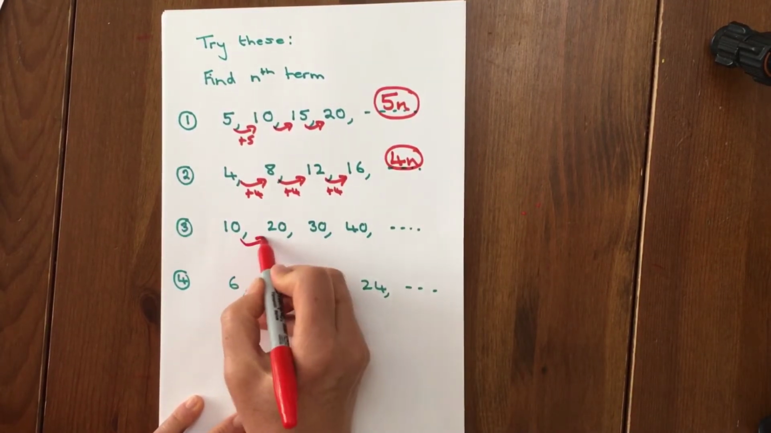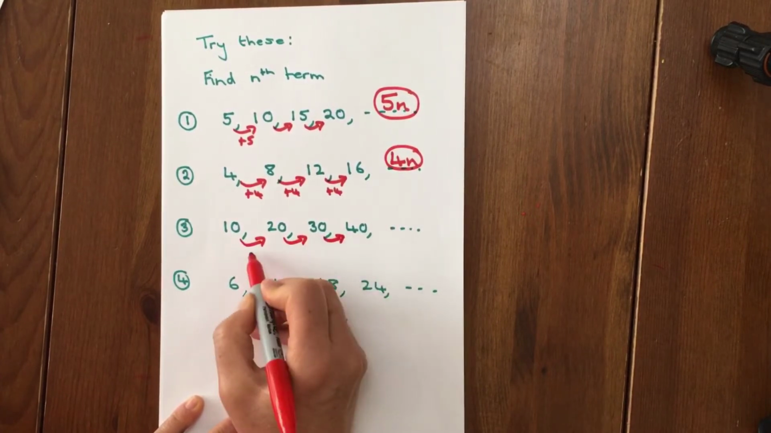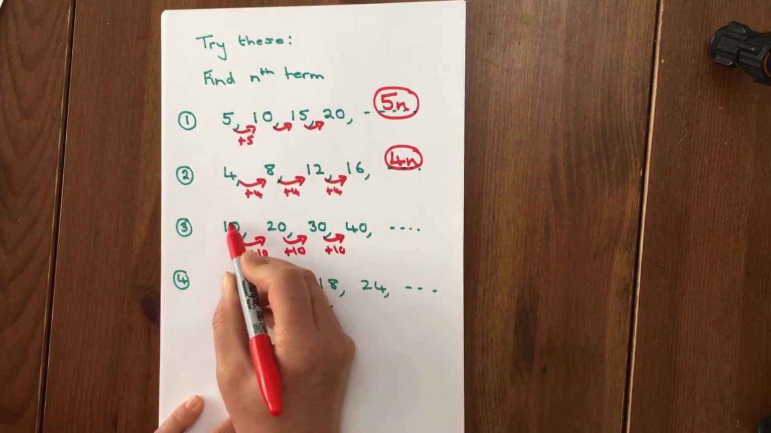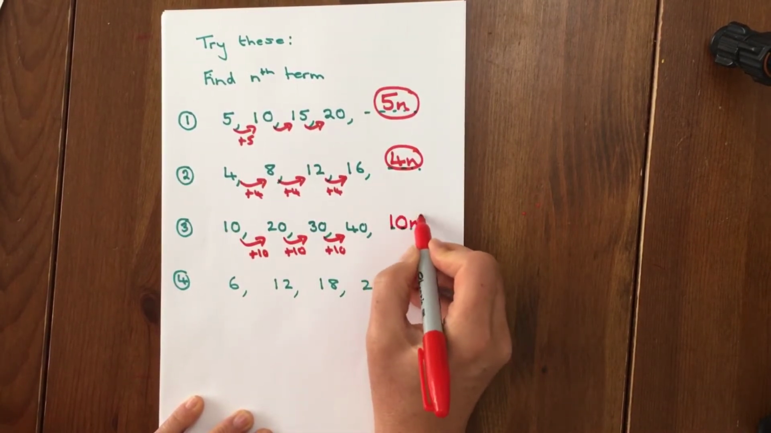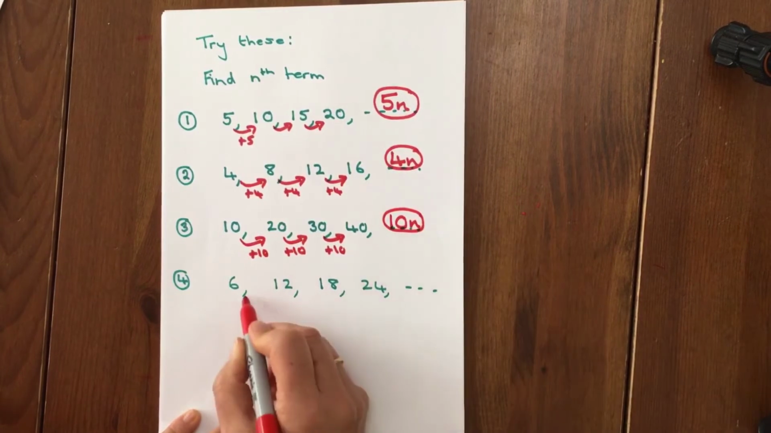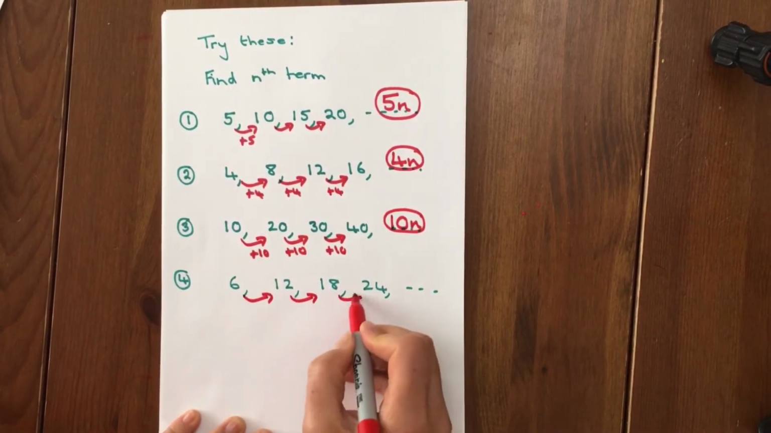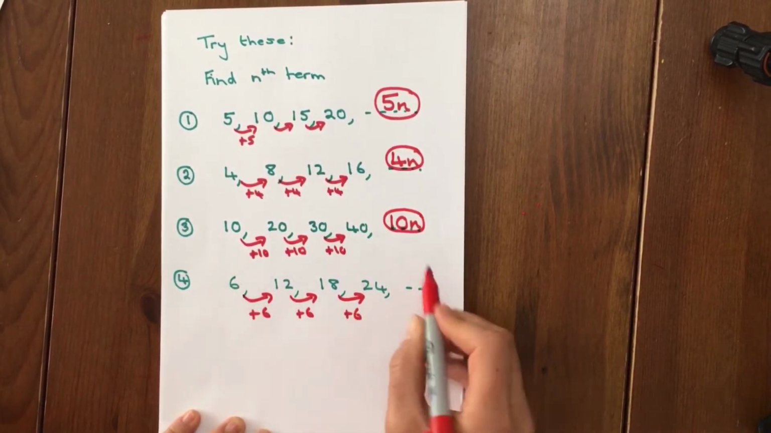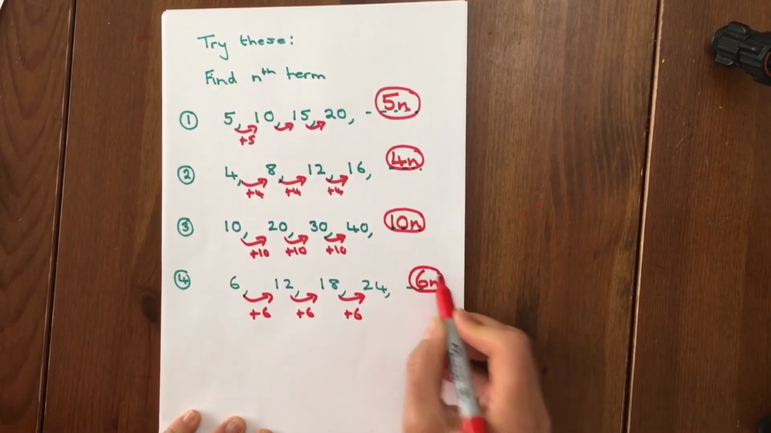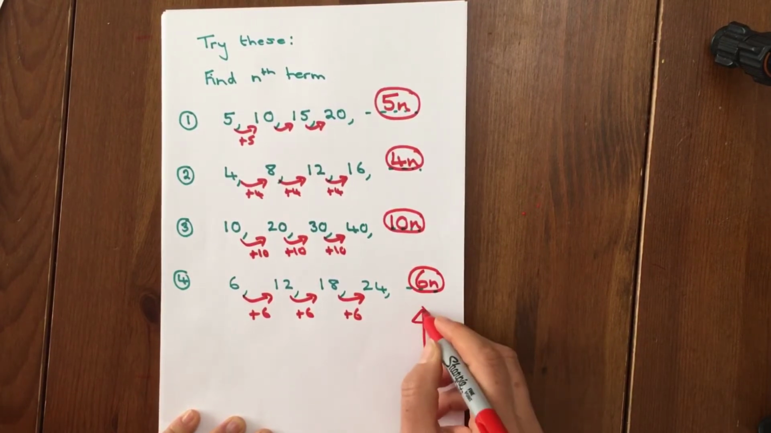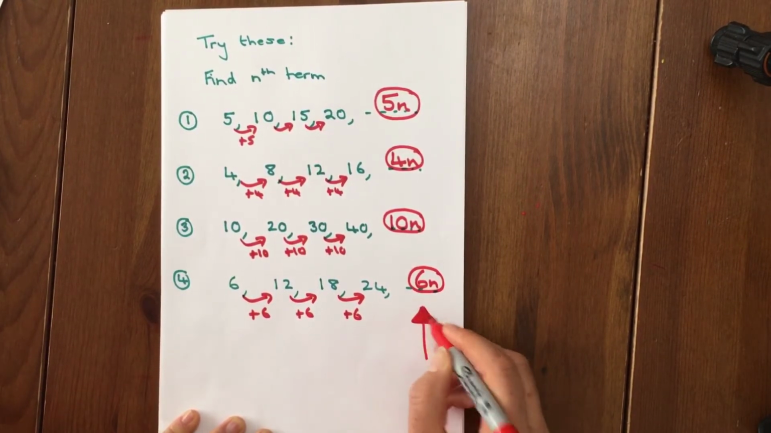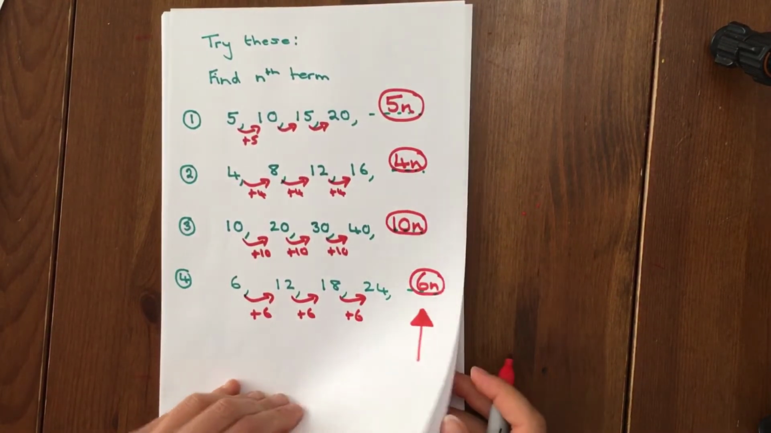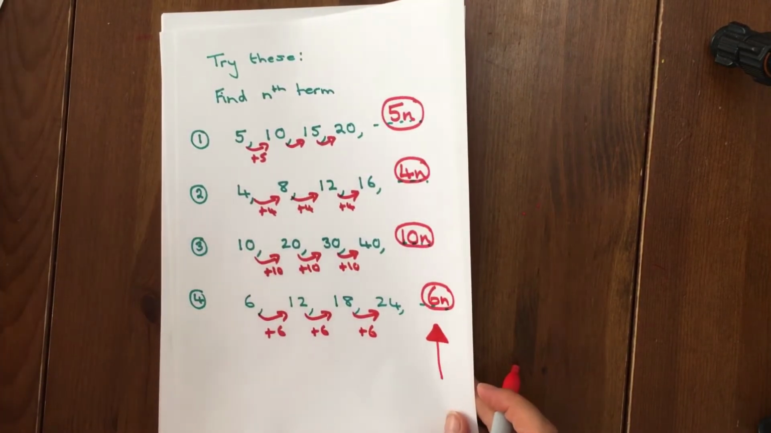Okay, next one. This is going up in 10s each time, and it starts with 10. So my nth term is 10n. And similarly, it's going up in 6s, and it starts with 6. So my nth term is 6n. This is just a quick way of finding any number in the sequence. Right, so well done. Let's move on from there now.